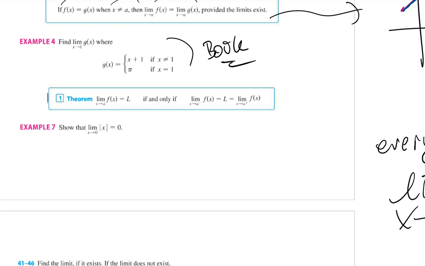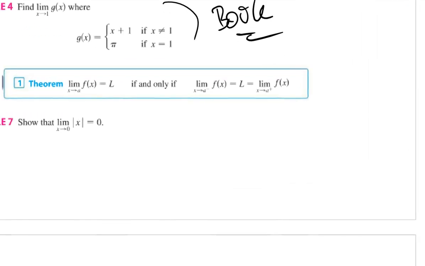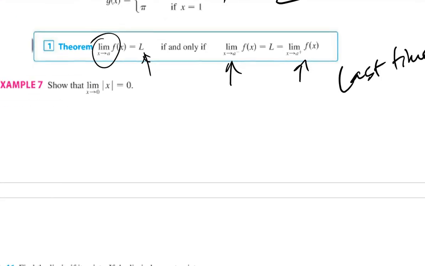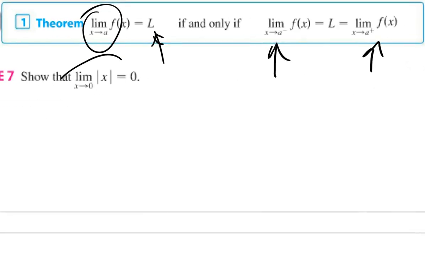What's coming up? This says that the limit as x goes to a is L if the left and right limits correspond. We talked about that last time, so watch the video from last time. This is important.